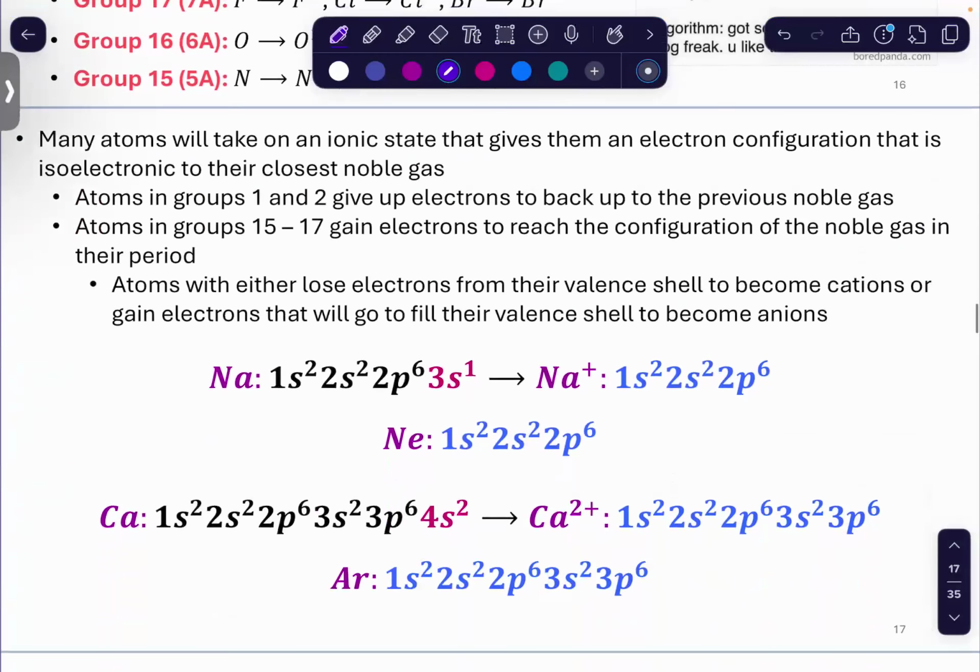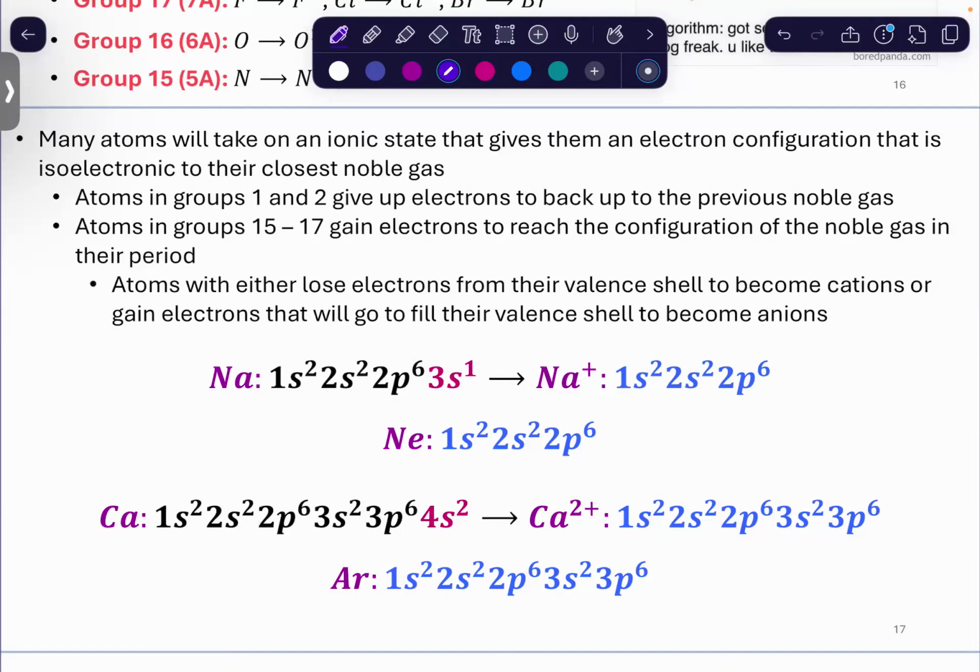Now, we talked about how atoms will take on a charge. This is what causes the common charge: they're going to take on an electron configuration that will be isoelectronic with their nearest noble gas. So for groups 1 and 2, you're going to back up and find the noble gas closest to them, which is the one just behind them. And for the right side of your table, the closest noble gas is the one to the right.